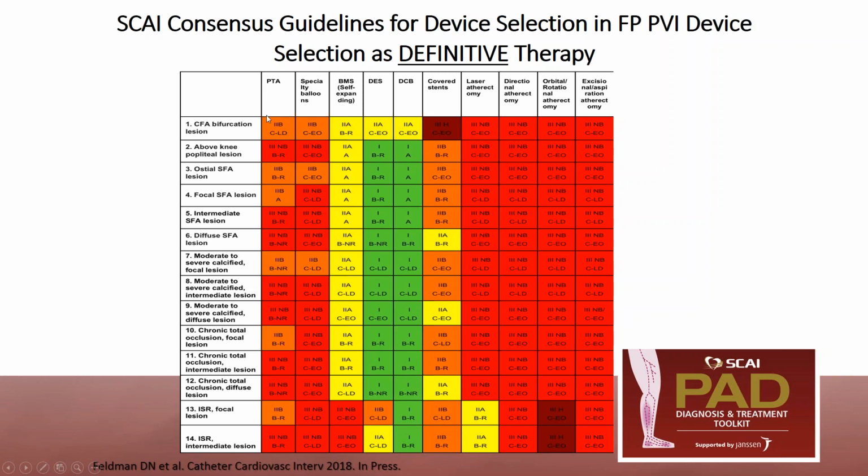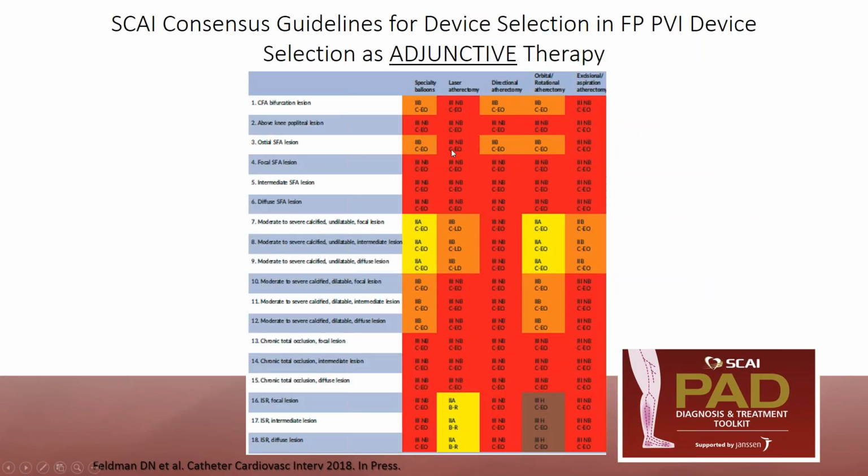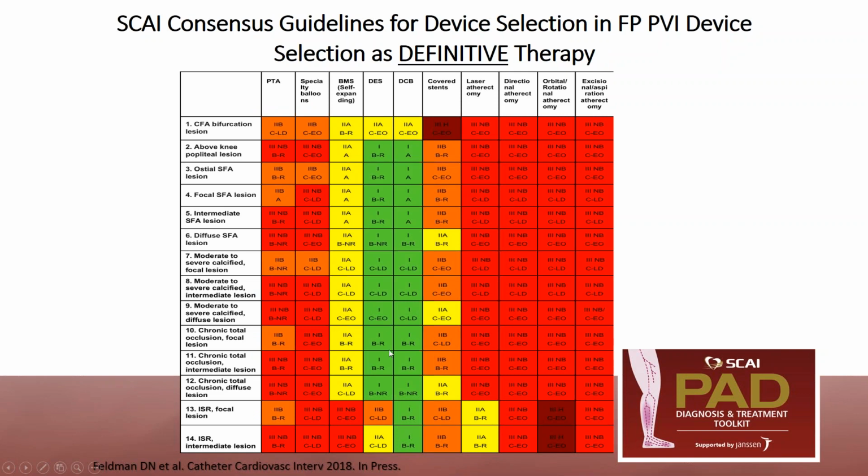And same thing if you look at just for definitive therapy for PTA alone, versus specialty balloons, a lot of class 3 being present there, and I think it's important to take note of it as your definitive therapy. I think a lot of operators also look at adjunctive therapy, and that's different than definitive. So this is where you treat the lesion first using this and then go on to a definitive. So I think many of us use DCB as the definitive therapy after we've done something else.